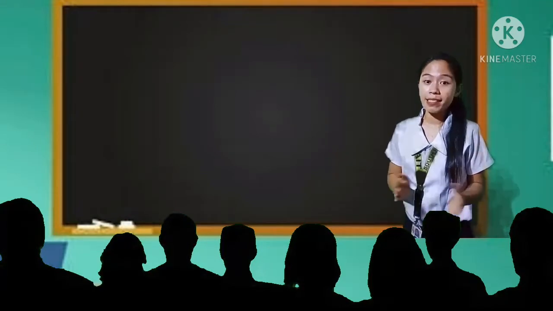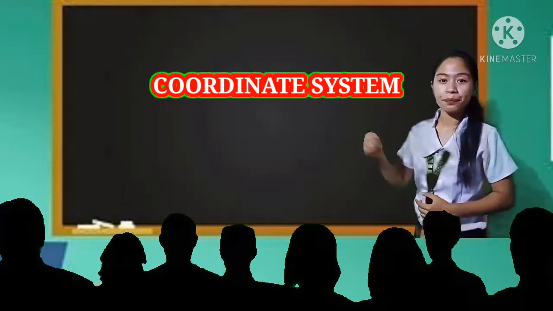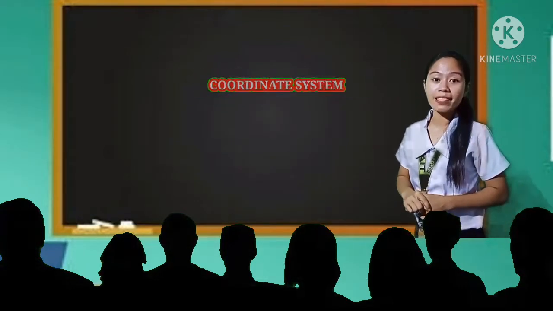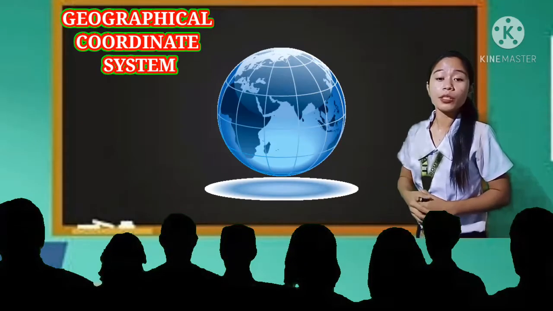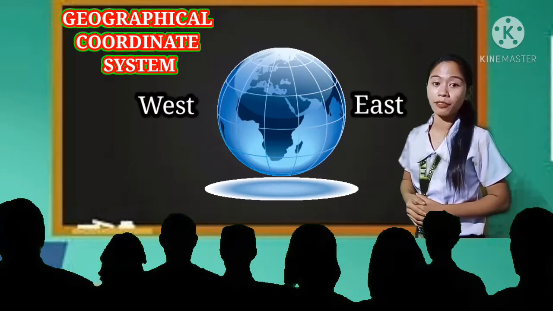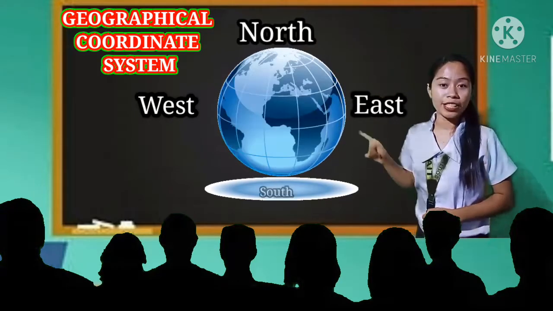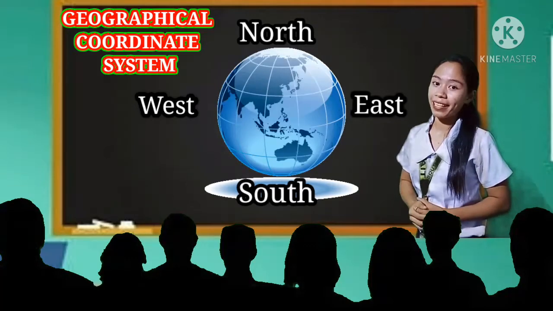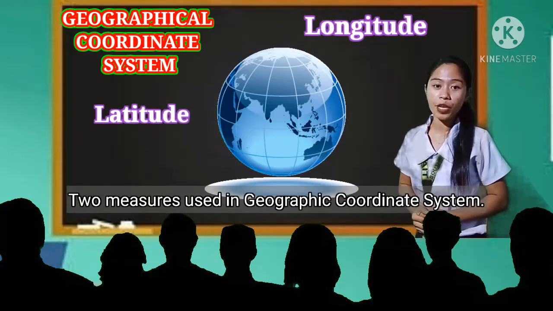To help us locate places on the Earth's surface, we use a coordinate system. This coordinate system is like placing a giant grid over the Earth. This grid has lines extending from east to west, called lines of latitude, and lines extending from the North Pole to the South Pole, called lines of longitude, which are the two measures used in the geographic coordinate system.